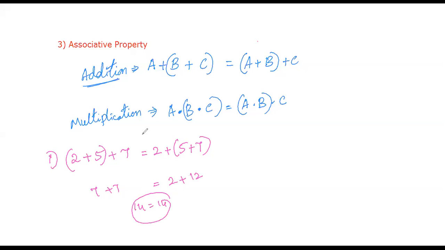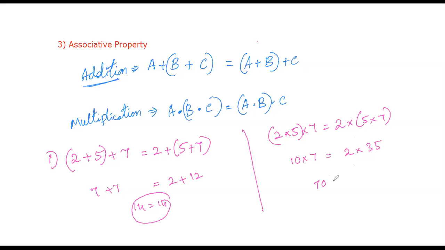So the associative property of addition and multiplication. If you take the same numbers, it works in multiplication as well: 2 times 5 times 7 equals 2 times 5 times 7. 2 times 5 is 10, 10 times 7, or 2 times 35. 5 sevens are 35. So we'll end up getting the same answer, which is 70. But if we take subtraction or division, it won't work.